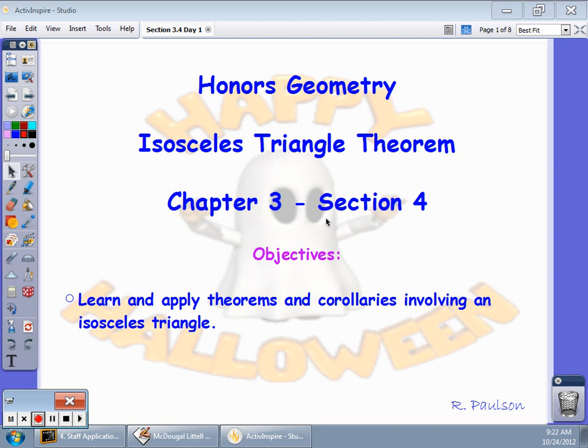This honors geometry lesson is on the isosceles triangle theorem, Chapter 3, Section 4. The objectives are to learn and apply theorems and corollaries involving an isosceles triangle.